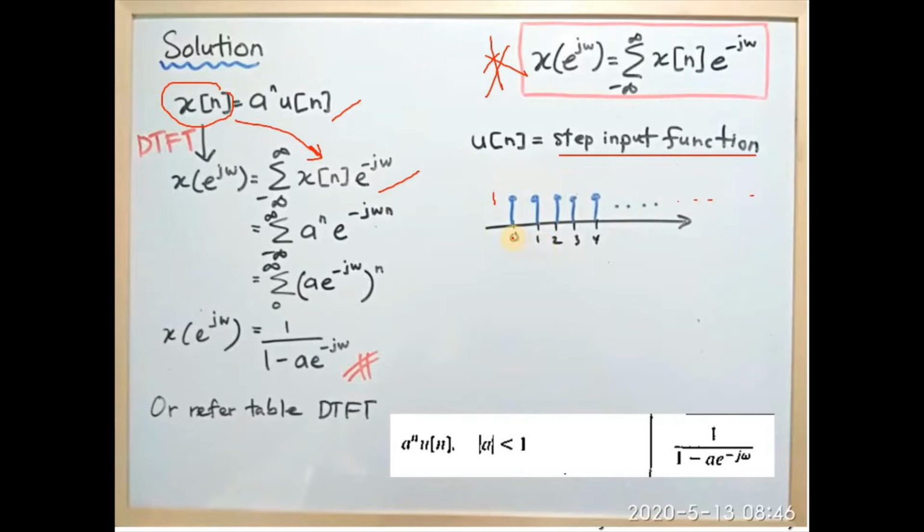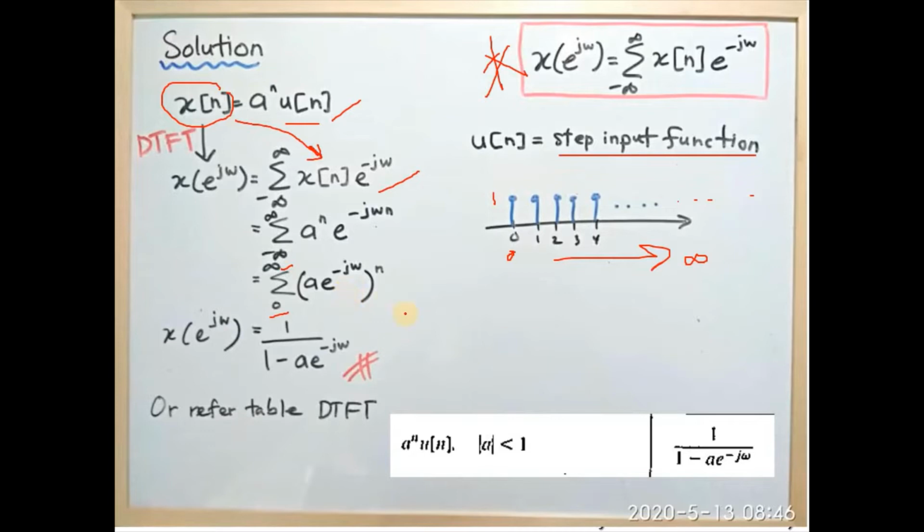This means you can omit the u[n] value, since it is equal to 1, and keep e^(-jω). Since the step input function runs from 0 until infinity, you have the summation from 0 to infinity here. You do not put minus infinity. You group the terms together, so you get the summation from 0 to infinity of (a e^(-jω))^n.